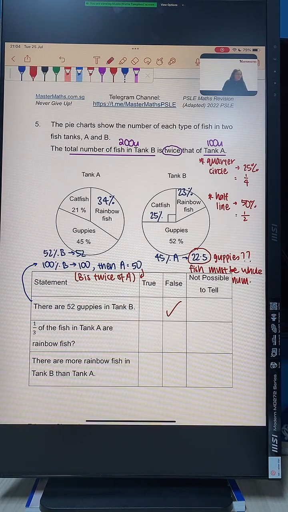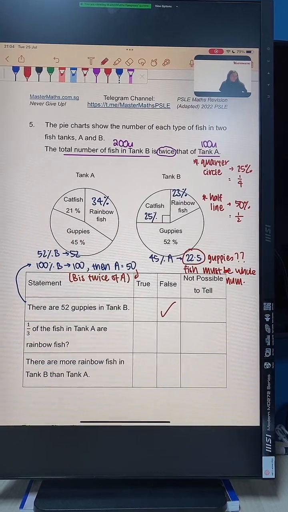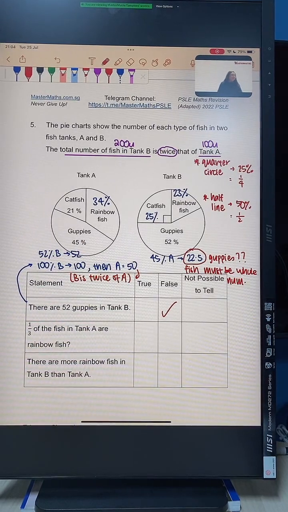Okay, so let me explain this again. If there are 52 guppies in tank B, that means in total in tank B there are 100 fishes. And since B is twice of A, A must have 50 fishes. And if A is 50 fishes, then 45% of A is 22.5 guppies. That means one of your guppies already got cut or eaten by some other fish, and you're left with only one tail of the guppy, which doesn't make sense, yeah? We do not assume this because your guppies must be whole number. Therefore, the first answer is false. I hope you guys understand this.